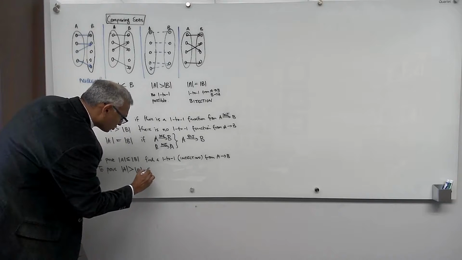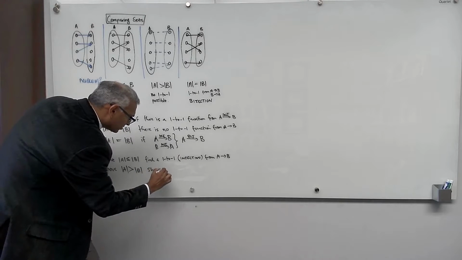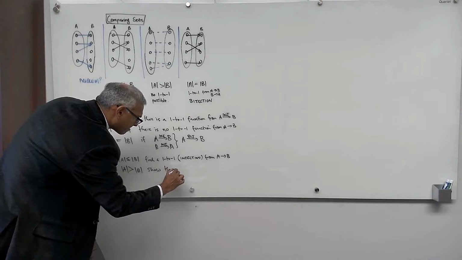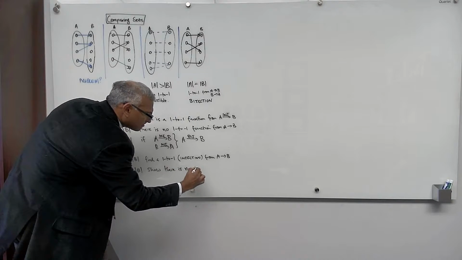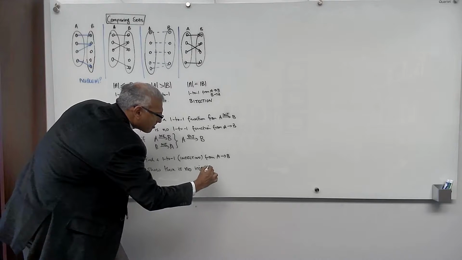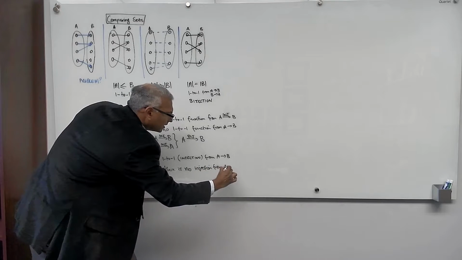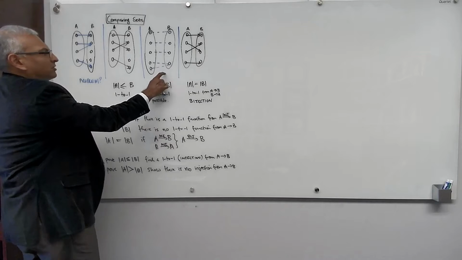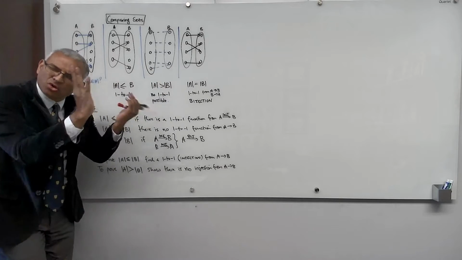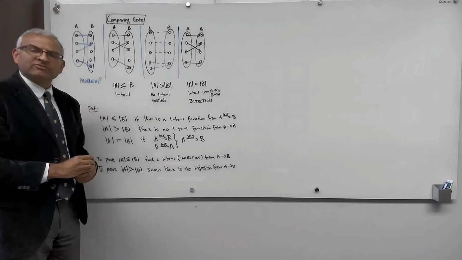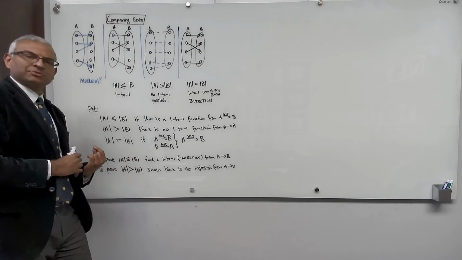You have to show there is no 1-to-1. There is no injection from A to B. So you have to show that you're in this situation. Okay? So if the size of A is greater than the size of B, there is no injection from A to B. If there were, then the size of A is less than or equal to the size of B.